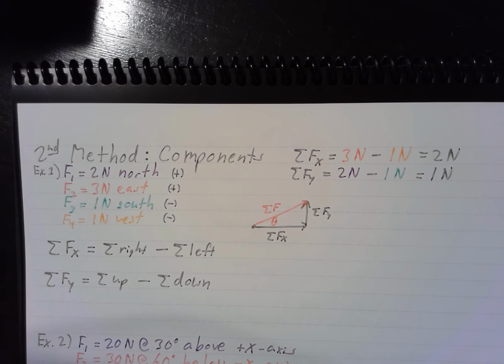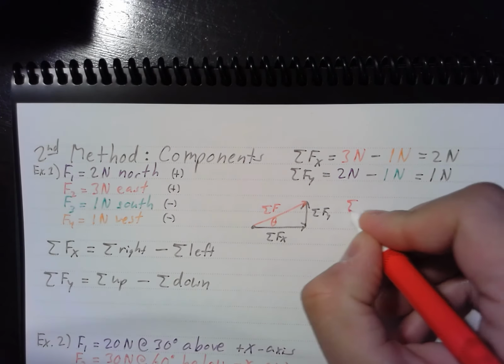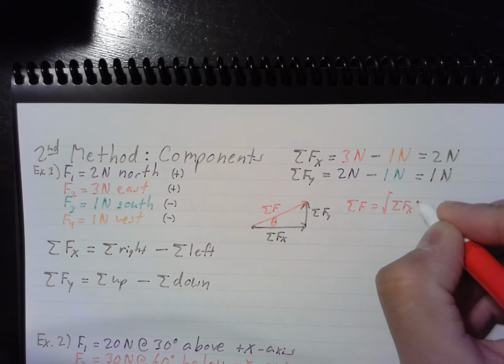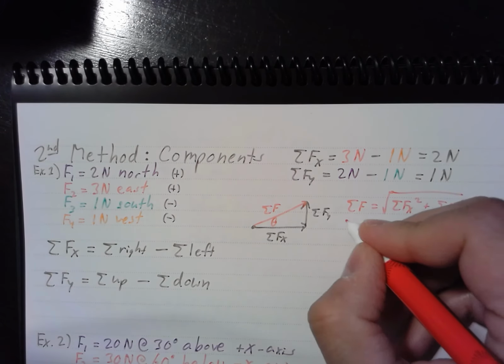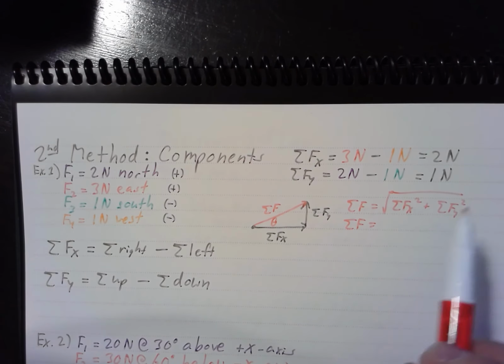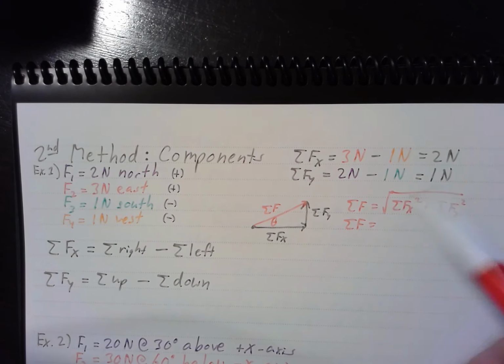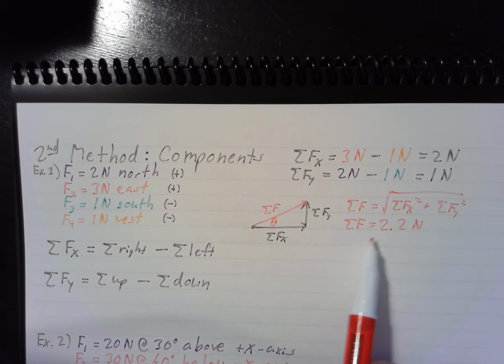And so I need to incorporate that into my math here. So to find the net force, I do 2 things. I can do Pythagorean theorem, and I can say the net force equals the square root of the net force in the x direction squared plus the net force in the y direction squared. And so that is essentially the square root of 2 squared plus 1 squared, and that is equal to 2.2 newtons. So it's a little bit larger than the north force.